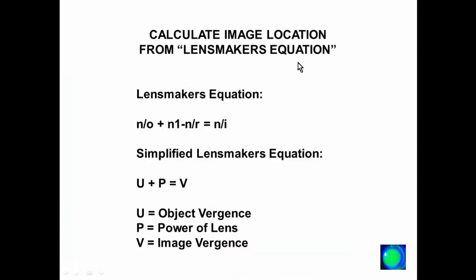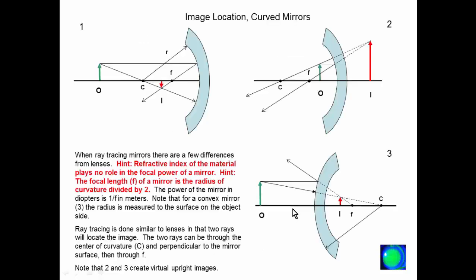There's something called the lens maker's equation, which is a very simple equation to locate images through a lens system. Locating images through mirrors is a little different from lenses in that the focal length of a curved mirror is 1/2 the radius of curvature.